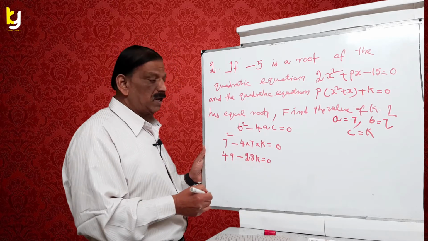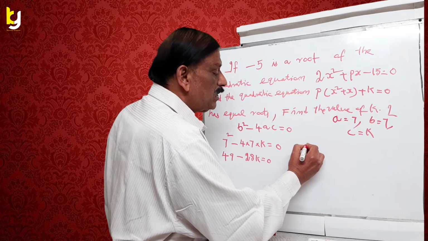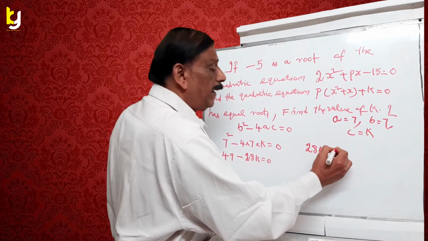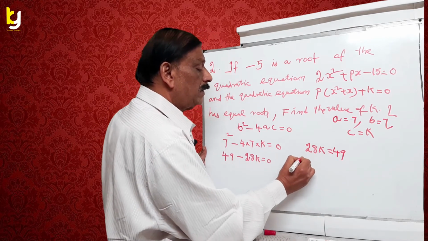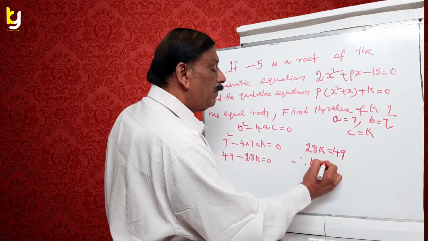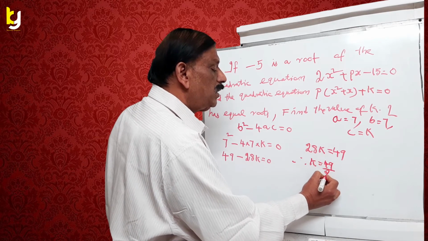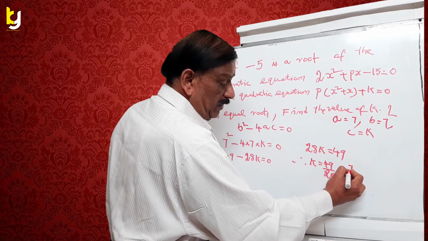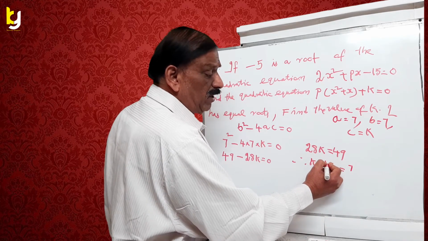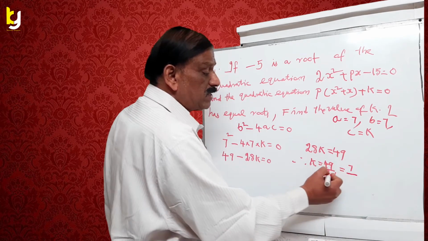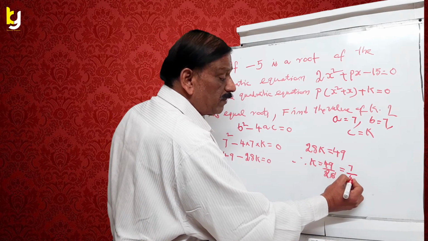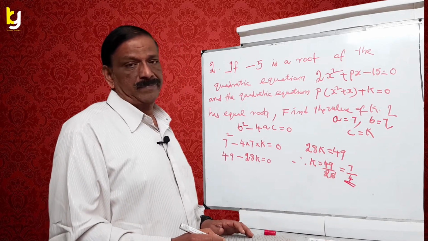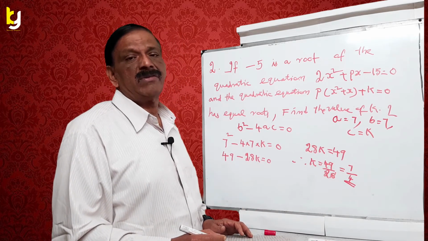Bring minus 28k to the right hand side. That is 28k equal 49. Therefore, k equal 49 by 28. 7 will go in 49 7 times. 7 will go in 28 4 times. Therefore, the answer is 7 by 4. k is equal to 7 by 4.